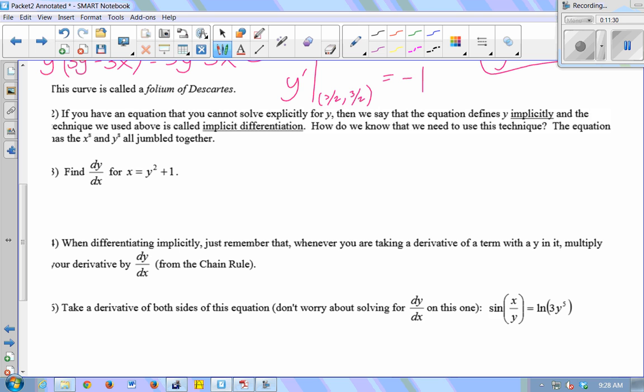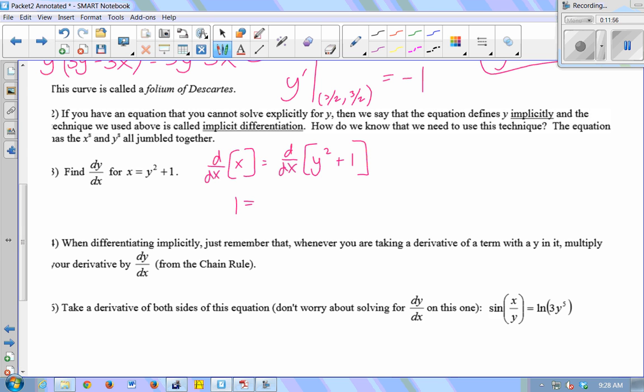So if I were to use implicit differentiation, I would take d dx of both sides. d dx of x equals d dx of y squared plus 1. All right, start on the left. What is d dx of x? 1. So the derivative with respect to x of x is just 1. That's a simple derivative like we've always been doing.